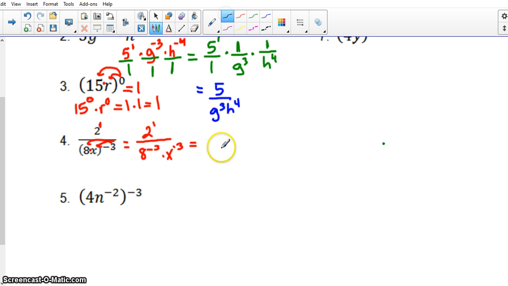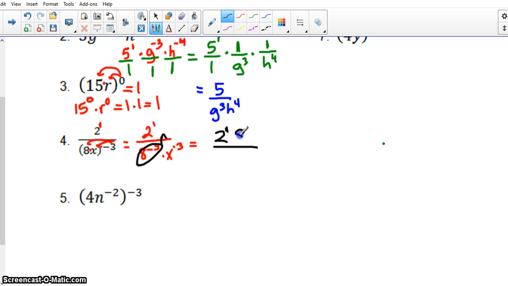Okay, I'm going to rewrite my fraction. I'm going to keep the 2 to the 1st power because it has a positive exponent. But this 8 to the negative 3rd and x to the negative 3rd are on the wrong floor of the fraction, so I have to move them up.